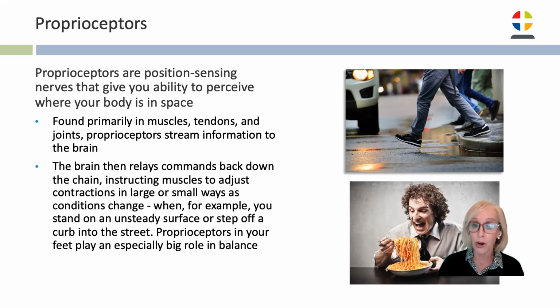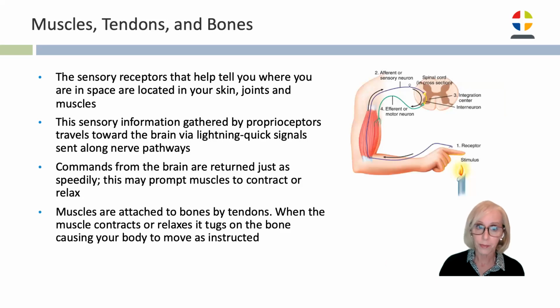So if you didn't know where your arm was, or you didn't know where your leg was, it would be very hard to keep your balance. So don't forget the muscles and the tendons and the bones. They're all part of the system as well. So you have all these receptors that send information up to the brain. It goes back down through the spinal cord, and then there's generally some type of response that is invoked.